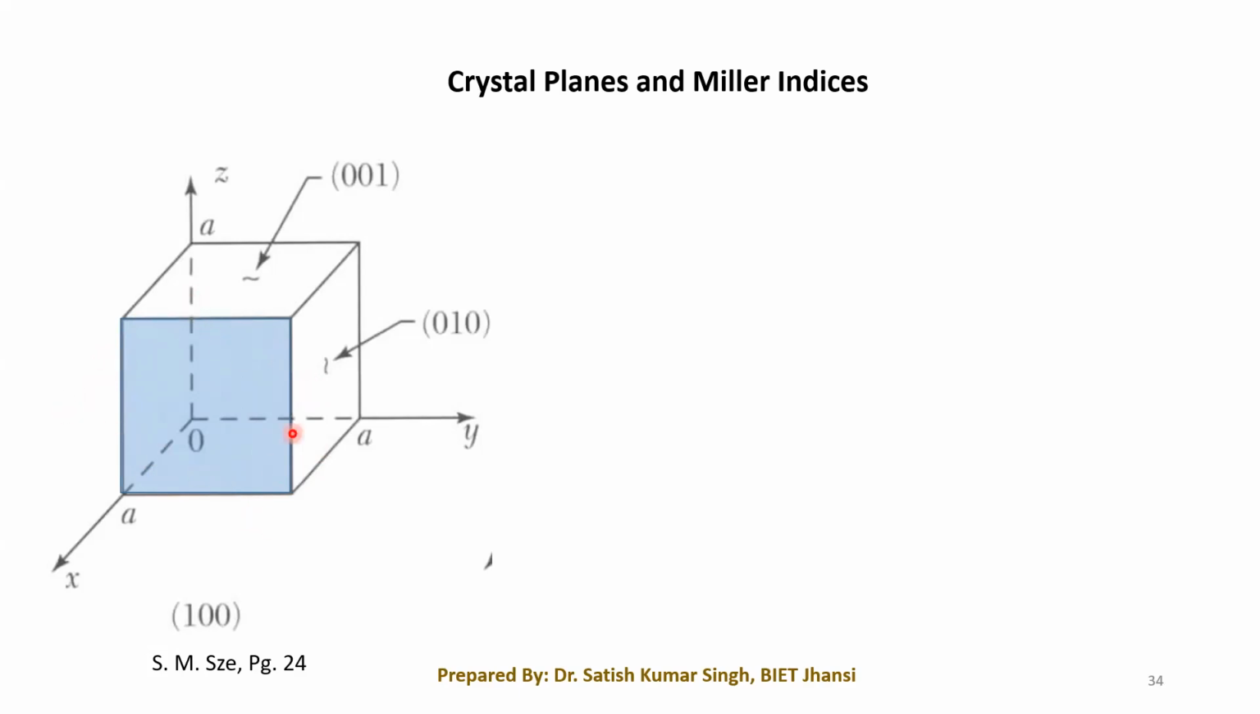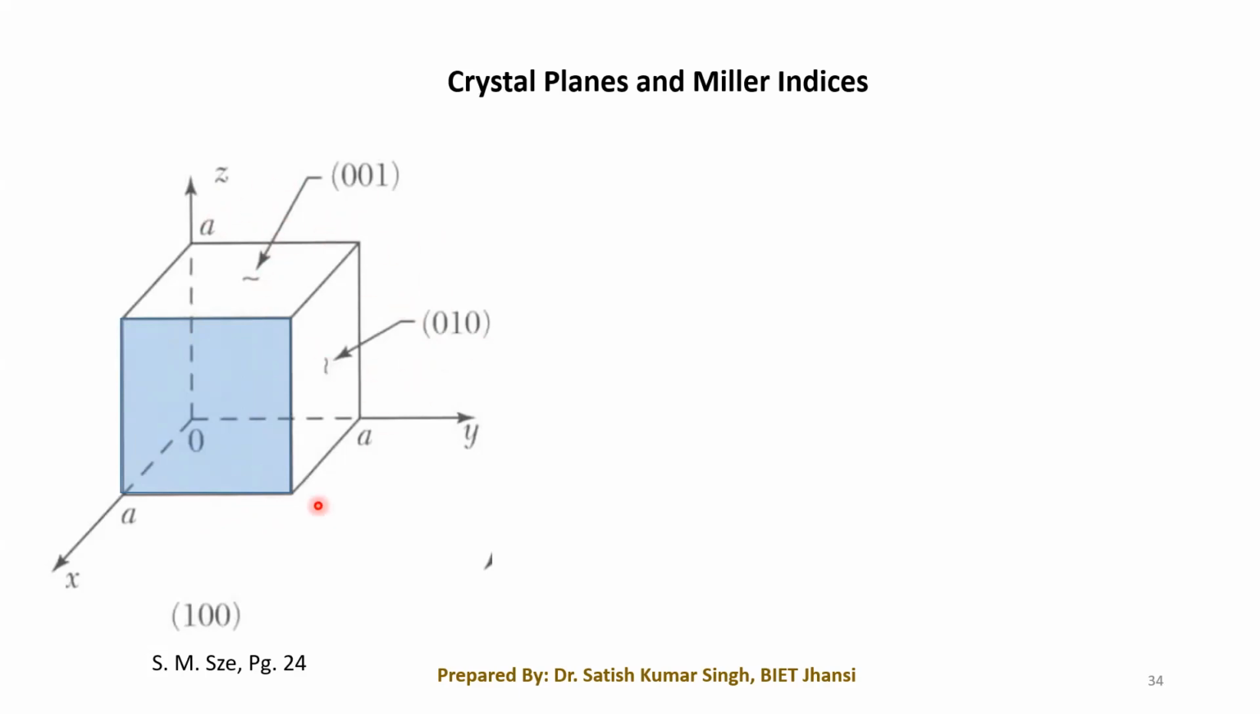Okay, why we are trying to identify these planes, I will explain to you later on. But first of all, try to understand, if I want to give a particular designation, how to designate this particular plane. So first of all, what we can see, we have this plane, and I can see this particular plane is parallel to your yz plane.